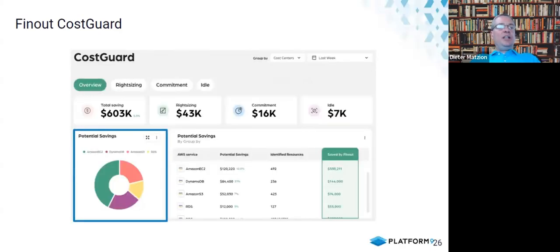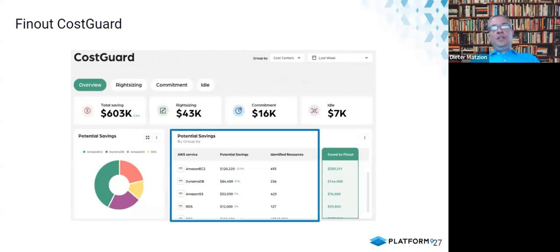Then we see here in the highlighted section, there's the potential savings, a donut chart breakdown, with Amazon EC2 being the vast majority in green. Then we see DynamoDB has a sizable portion, Amazon S3, and whatever the yellow is, I can't make that out, right? And then you have here in the main section a very high level view, right?